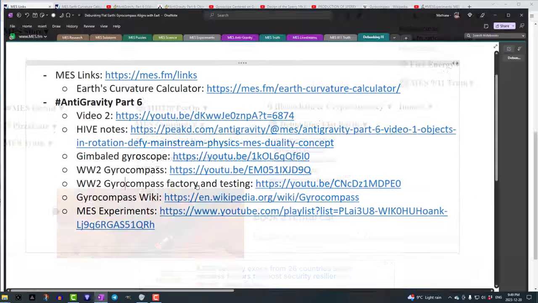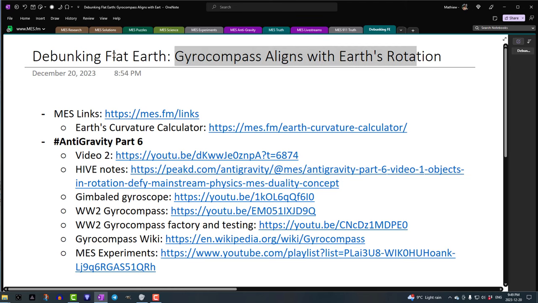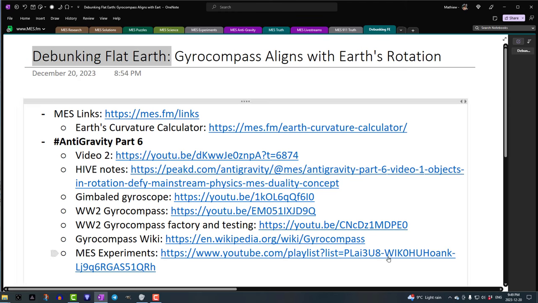So you saw all that amount of engineering and design going into it, and especially the factories, all the testing. And then you have to ask yourself, are they all doing this for completely no reason if the Earth is flat? So no, that's why I included the title, Debunking Flat Earth. So gyrocompass, literally, in my view, is irrefutable evidence of Earth's rotation, and Earth's not flat.